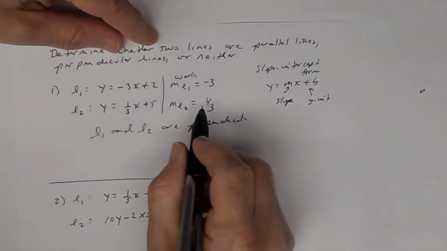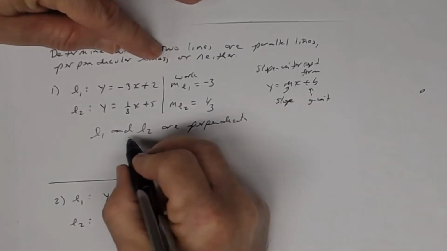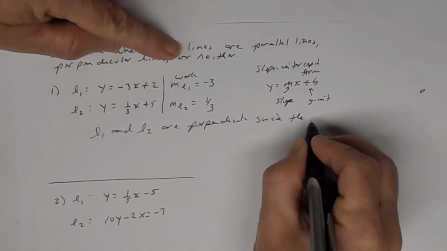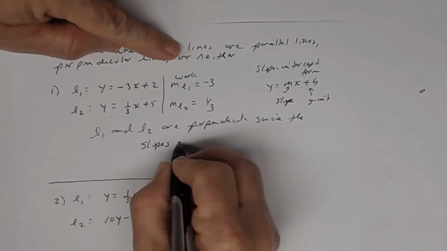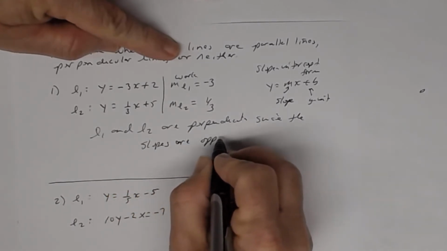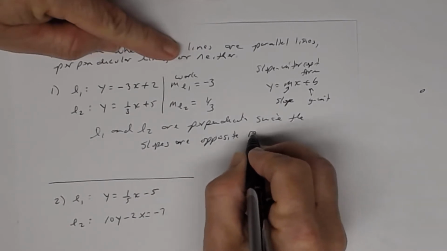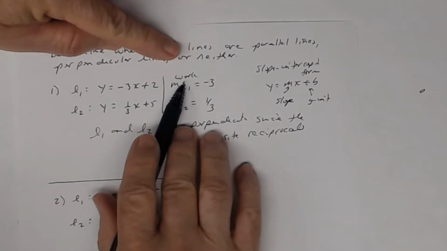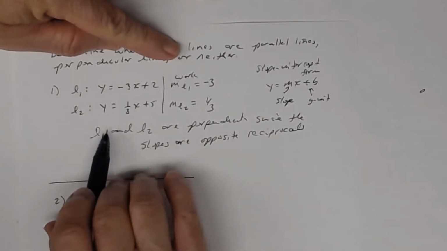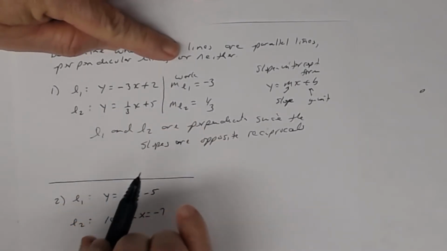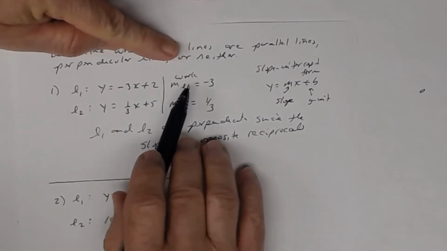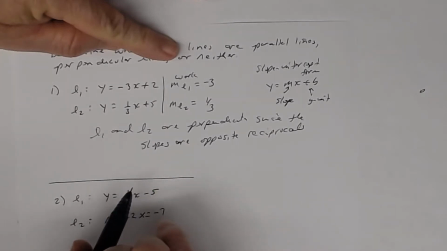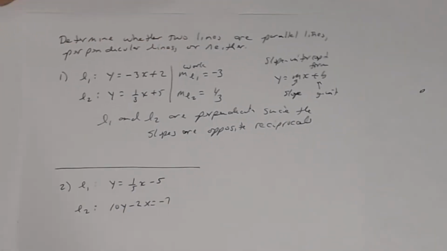And you have to explain why. So there's the work, and you can say this: L1 and L2 are perpendicular since the slopes are opposite reciprocals of each other. You can't just say they're perpendicular, you have to explain why. So the reason is the slope of line 1 is -3, and the slope of line 2 is 1/3, so those are opposite reciprocals. Make sure you do that.